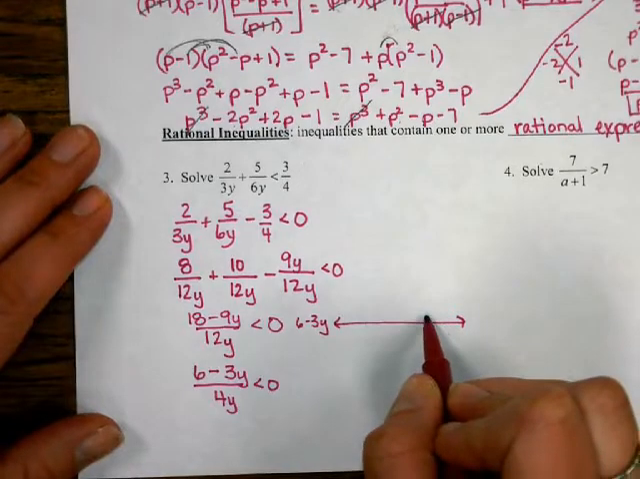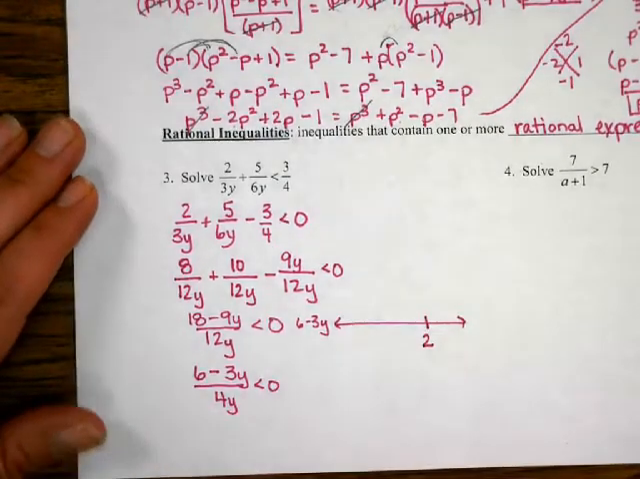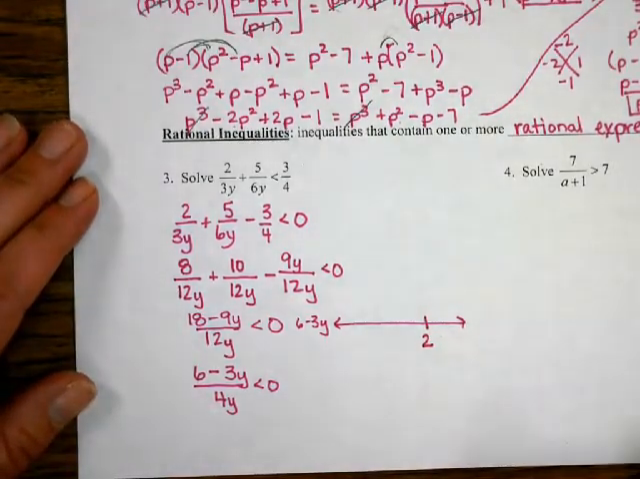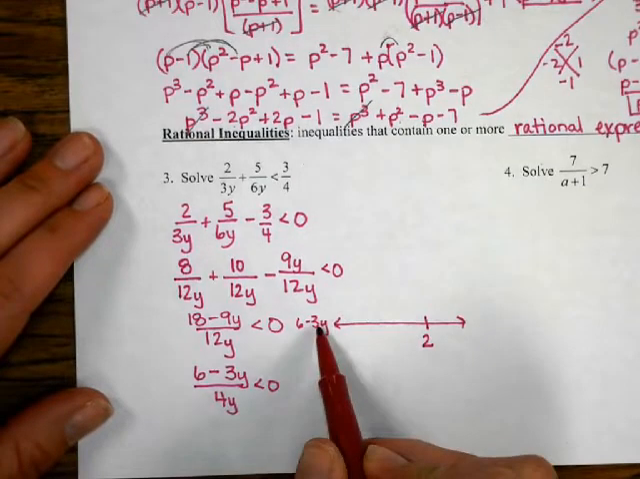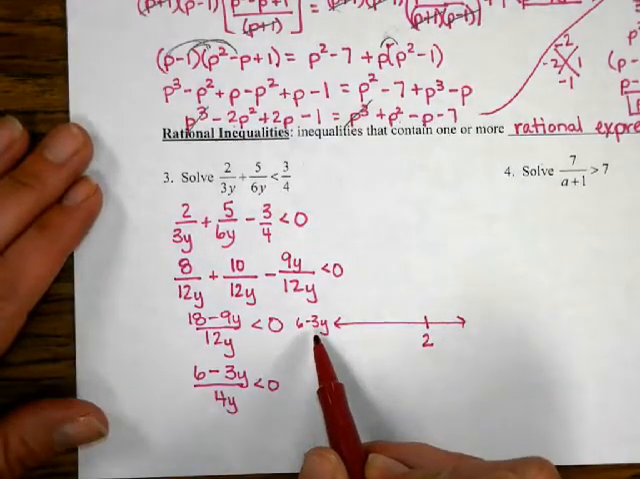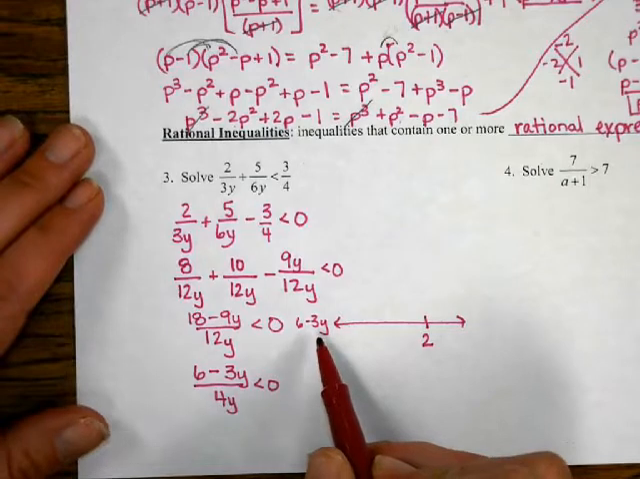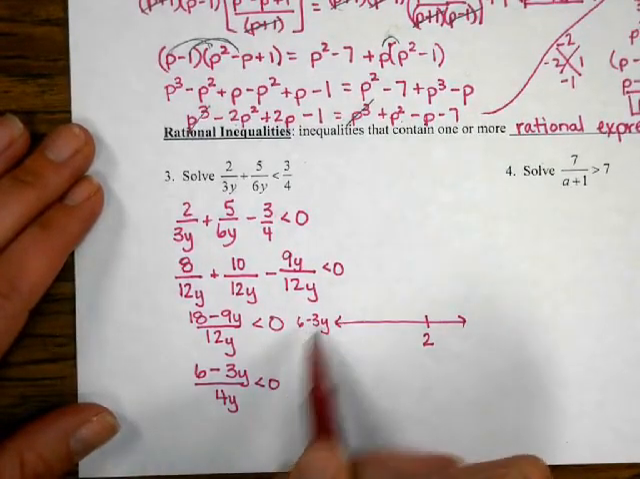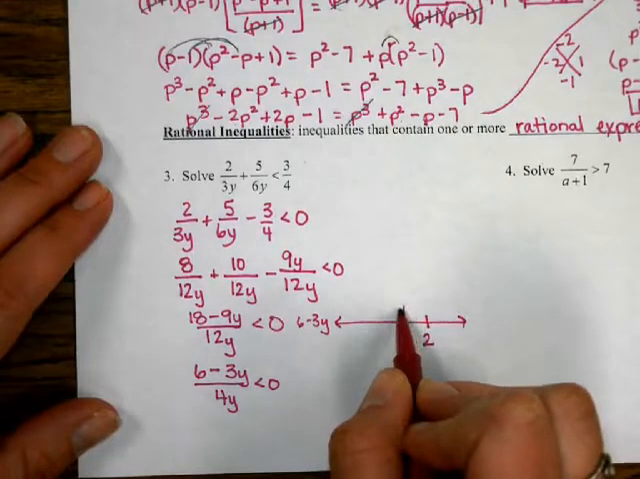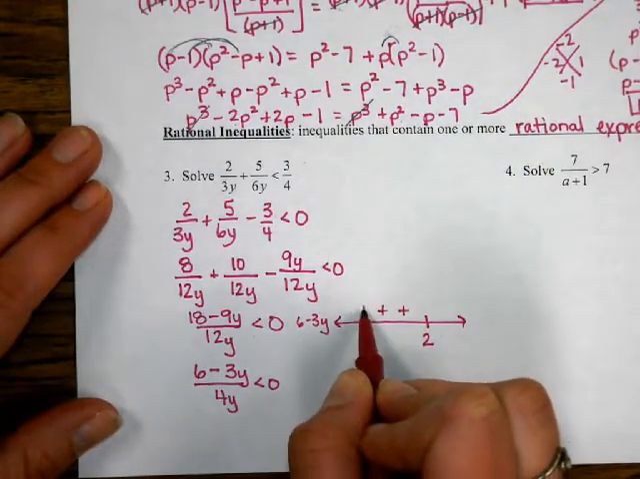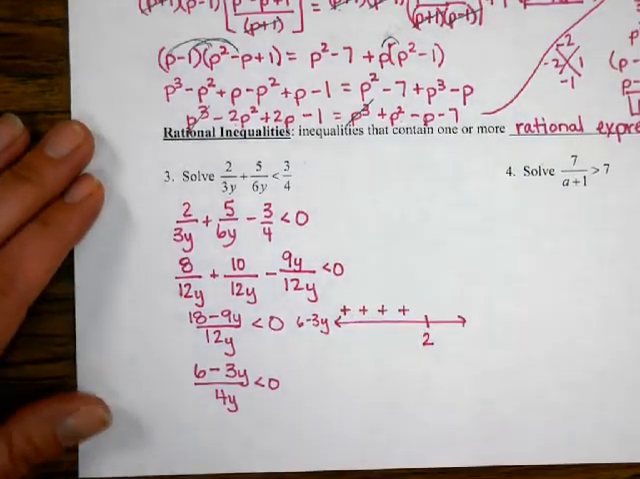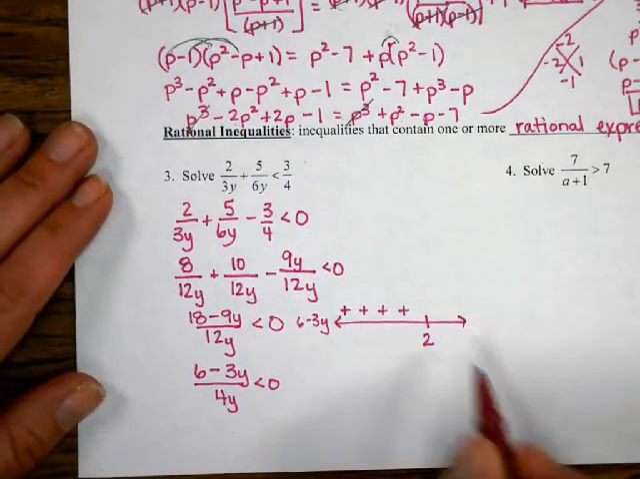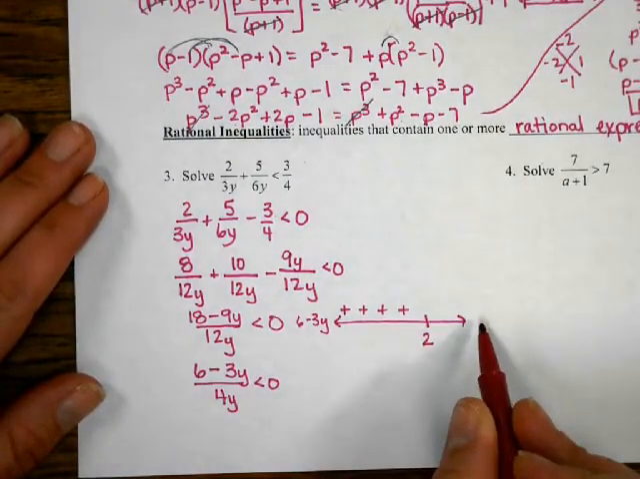Okay, now think about numbers in general. Numbers that are smaller than 2. If I plug in a number that's smaller than 2, what kind of value do you get? Do you get a positive value or a negative value? Okay, well let's try it. If I plug in 0, I get 6 minus 0, so I get 6, so it's positive. So numbers to the left of 2 are positive. That means that numbers that are greater than 2, like 10 maybe, would give me negative values.